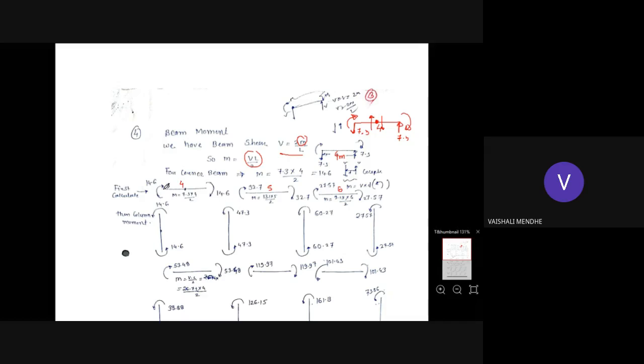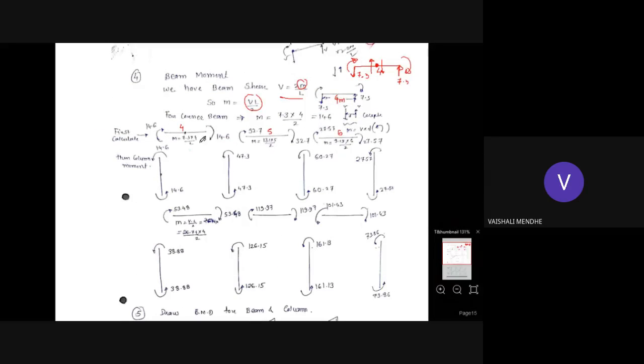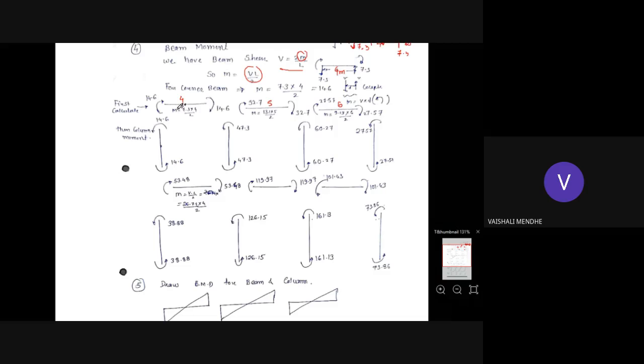You can see here 14.6, 32.7. I have shown the calculation here, 9.16 into 6 by 2. So how did we get this beam shear? You can see this beam shear. Okay, this into span divided by 2, you will get the beam moment. So in this way, first find the beam moments of the first upper storey, the same way find the beam moments of the lower storey, VL by 2. Here also I have shown a calculation. Okay, in all the cases you get the clockwise moment.